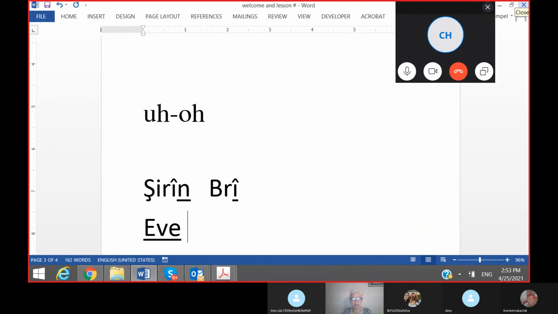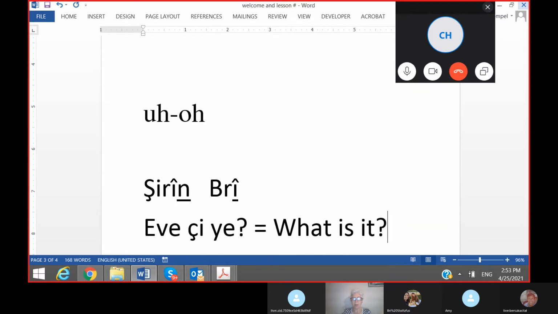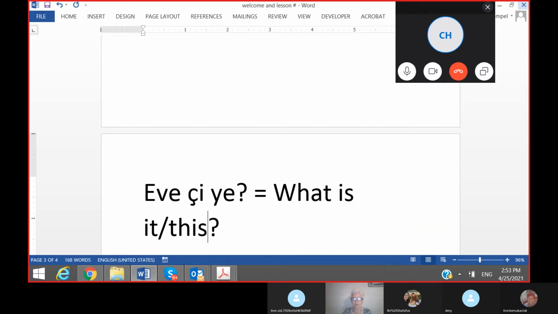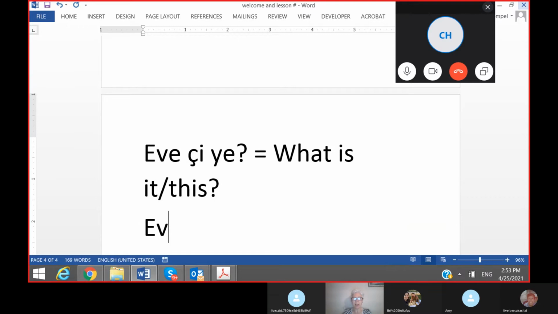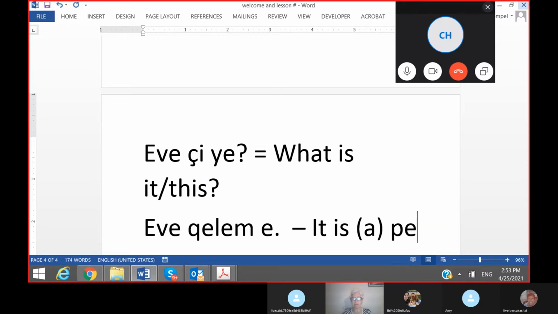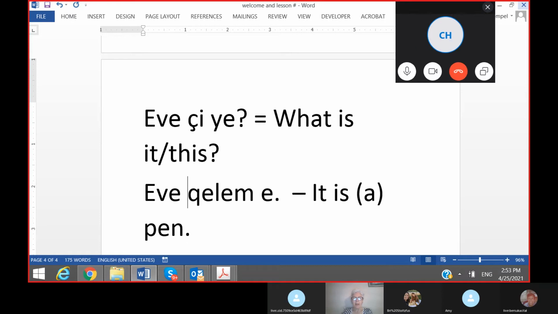So, ava chia. That's the question for what is it, or what is this? And then she would say, ava qalama, for example. It is a pen. So this sound was what I was hearing all the time, and I finally realized that that was the verb and not actually a part of the word itself.